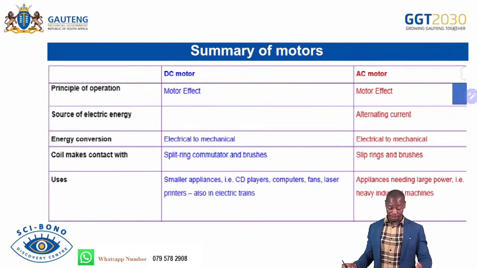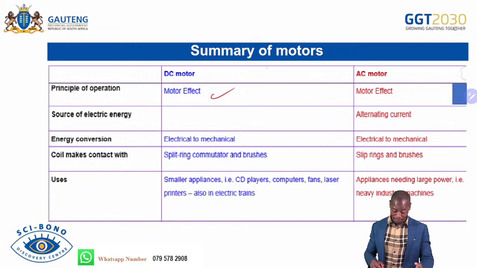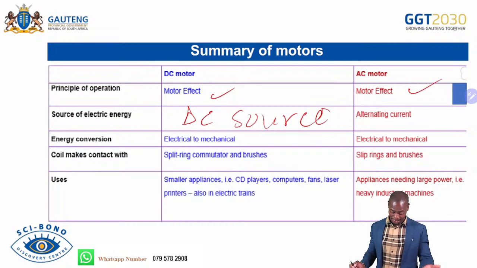Then this is just the summary of motors, right? Both of them are based on motor effect, right? So there's a source of power, right? So the source of power here is the DC source, right? Then here it's alternating current source. Then energy conversion for both is electrical to mechanical, right?